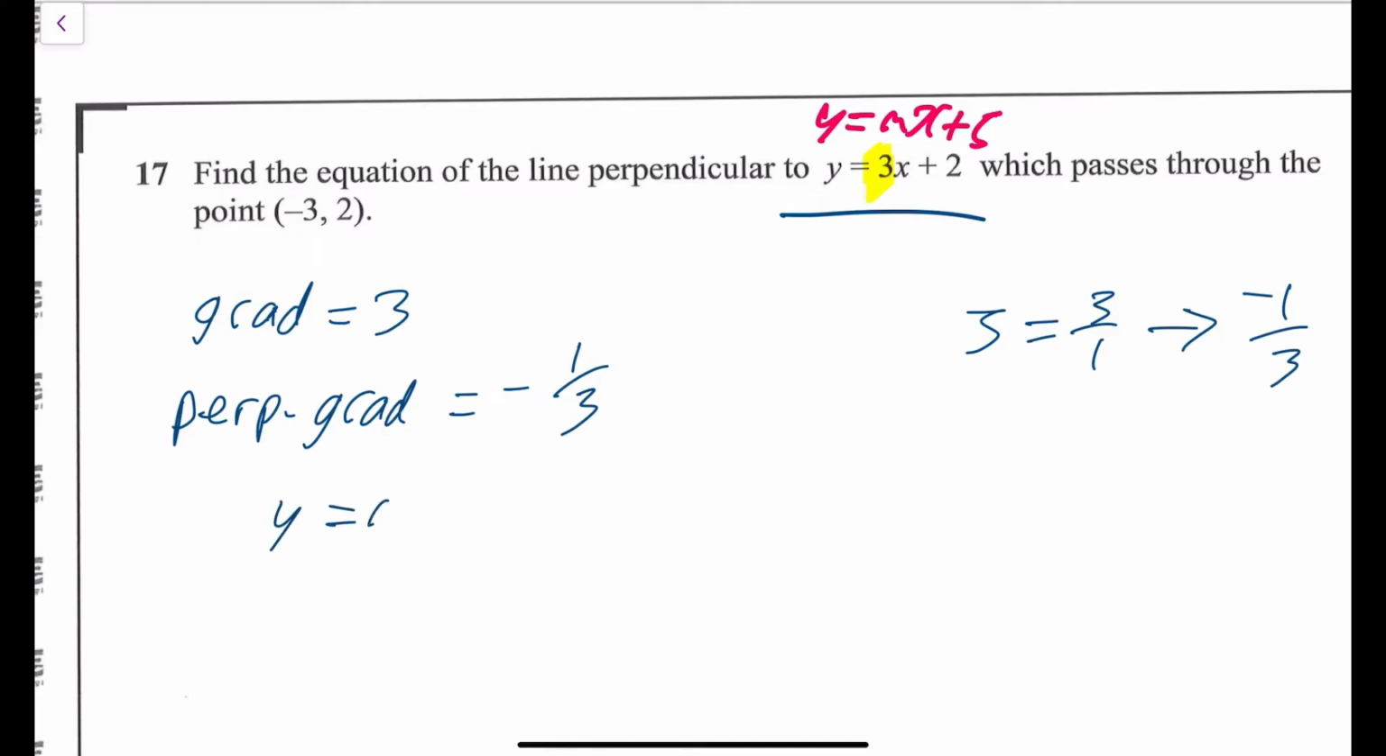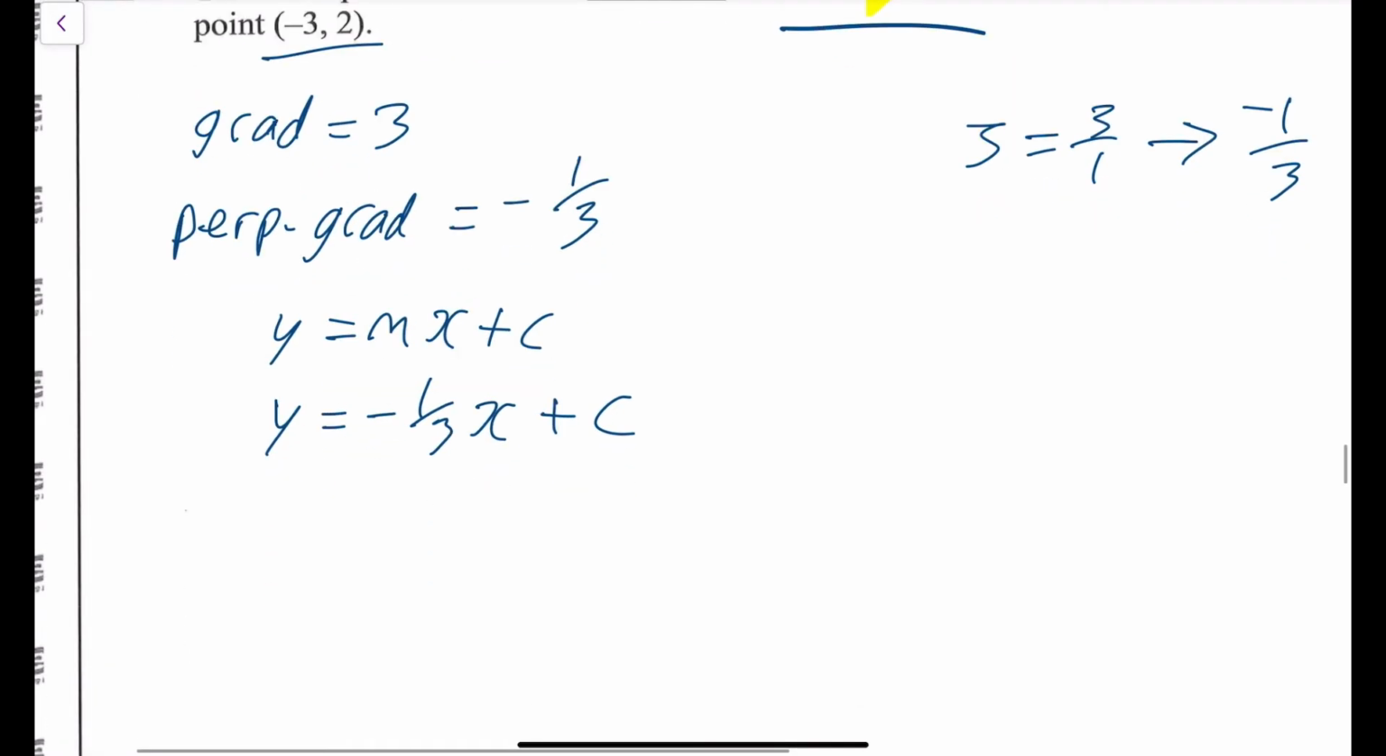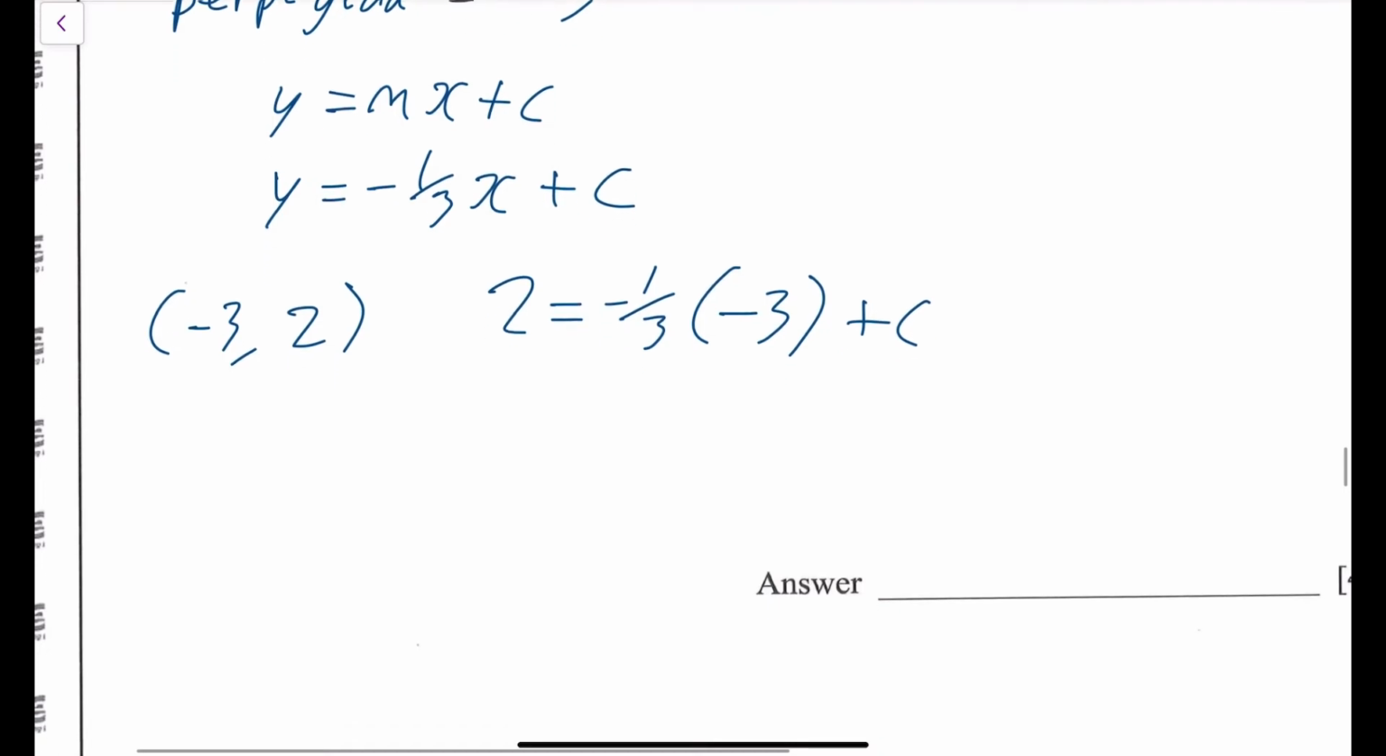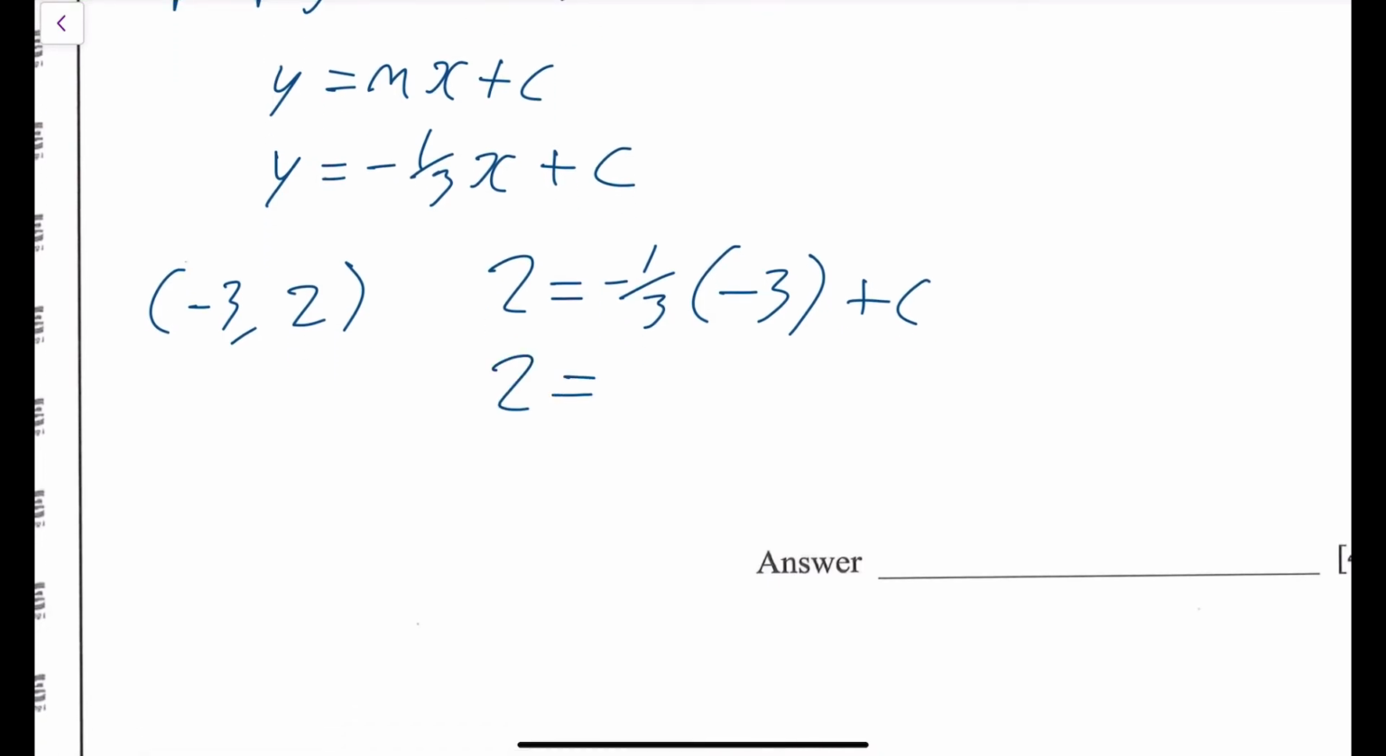So write that into y equals mx plus c. Then it becomes y equals minus a third x plus c. And then it goes through this point, so we'll just sub in that point. Minus 3, 2 means my x value is minus 3 and my y value is 2. So we'll put them in. Instead of writing y, write 2. Instead of writing x, you write minus 3. And then just multiply, tidy that up. 2 then is equal to 1, minus 1/3 times minus 3 is going to be just plus 1, plus c. Then 2 minus the 1 is equal to c. 1 is equal to your c. So your y is equal to minus a third x plus 1.